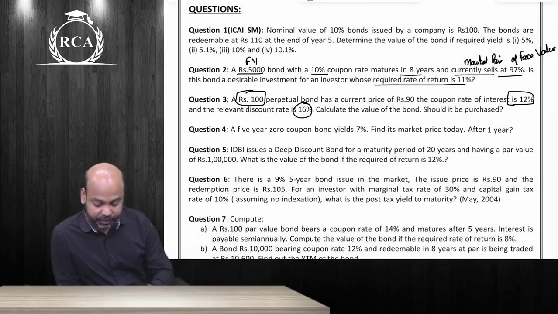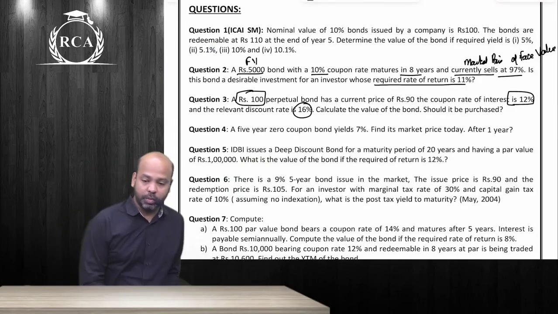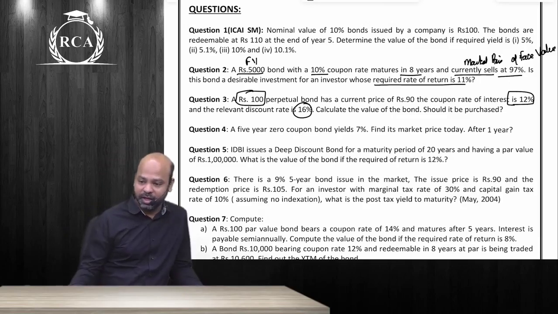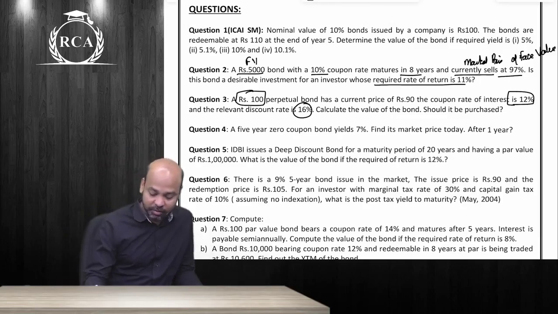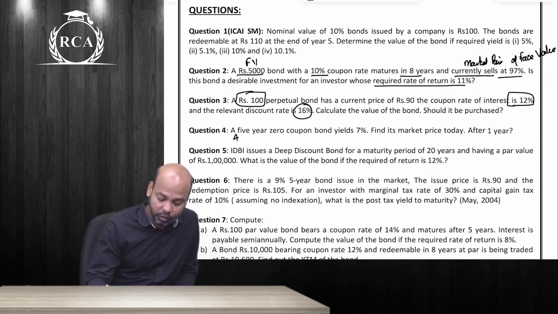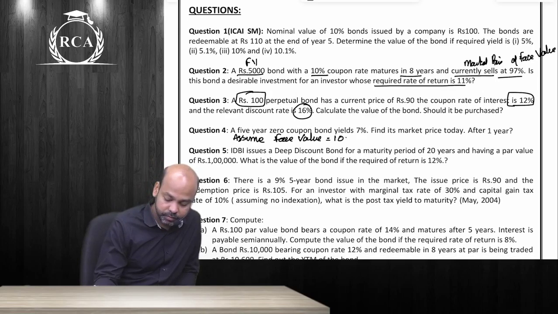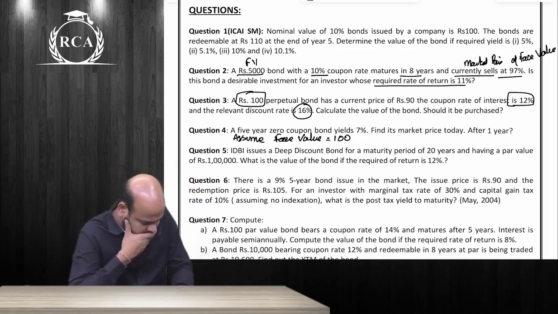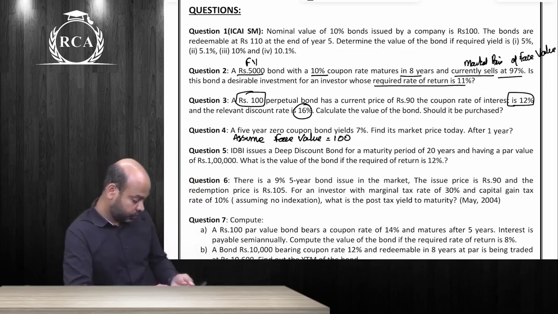Fourth question, guys. A 5-year zero coupon bond yields 7%. Find its market price today and after 1 year. You can assume any redemption value, guys, and accordingly compute, preferably either 100 or 1000. Please do not assume redemption values like 448.23. Assume some redemption value, guys, and arrive at the present value. What do we assume here? Assume face value is 100 rupees.